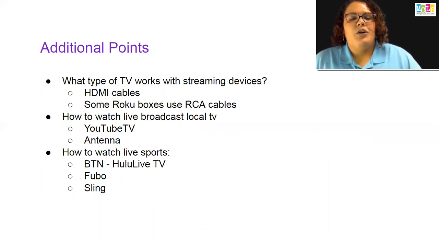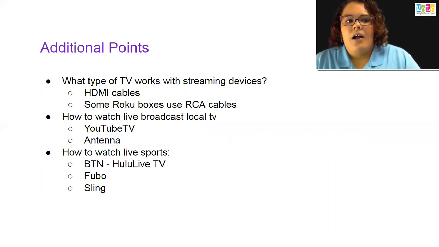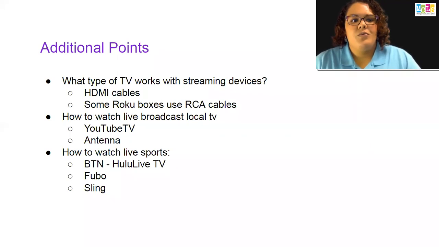What kind of TV will work with the streaming devices? If you have a smart TV, you're good to go. But if you don't have a smart TV, you want to make sure that your TV has HDMI ports. Some Roku boxes will use RCA cables, but you want to make sure that they do. Otherwise, you're going to have a hard time connecting your streaming device to your TV if it doesn't have an HDMI port. And then how to watch live broadcast local TV.